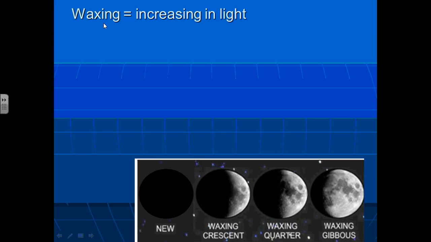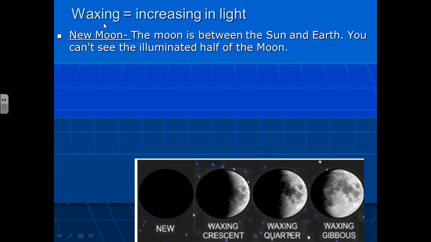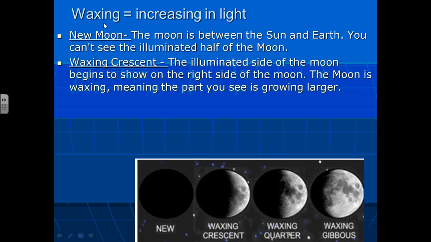So this is when the moon phase starts brand new. We start with a new moon. This is when the moon is between the sun and the Earth. You can't see the illuminated half of the moon during a new moon. Waxing crescent is the next moon phase. This is when the illuminated side of the moon begins to show on the right side of the moon. The moon is waxing, meaning the part you see is growing larger. You can tell that a moon is in its waxing phase if the light is on the right-hand side.